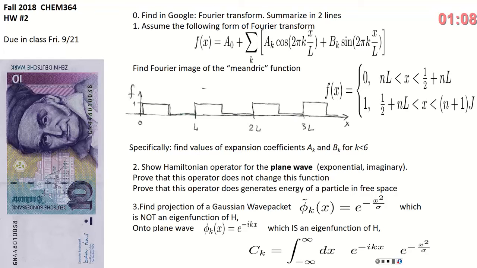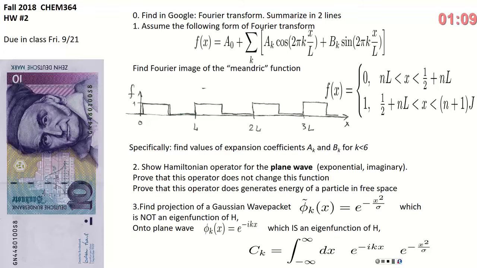orthogonal to each other. So the integral of e^(ikx) times e^(ik'x) dx will be 0 if k is not equal to k', and will be some constant if k exactly equals k'. So if we multiply all this expansion by e to the power ik'x and integrate, all terms except the one where k' equals k will be 0. Therefore, the integral will be equal to c sub k.